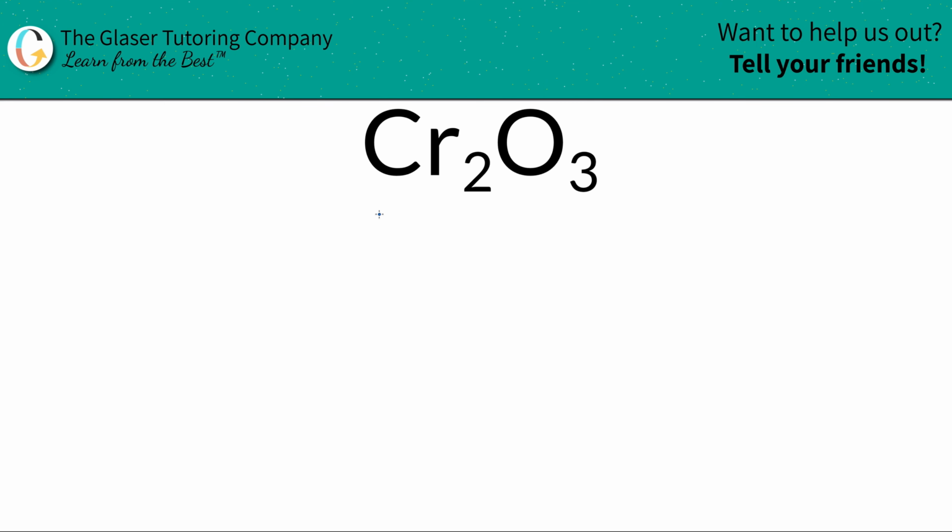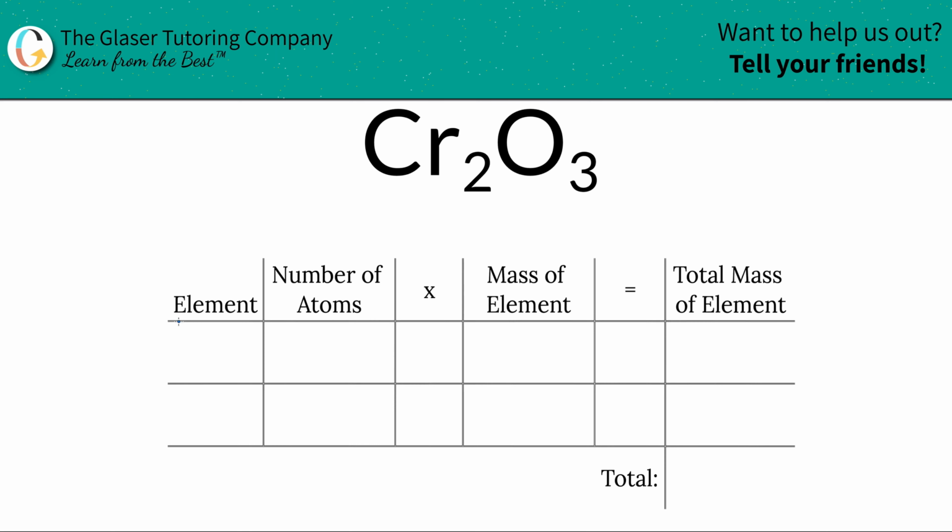Are you upset because you have to find the molecular mass of chromium-3 oxide? Well, my friend, I'm going to turn that frown upside down because you're going to be pleasantly surprised at how easy this really is. Watch. Bam. So the first step is we're going to write down the elements we see in the compound, right?